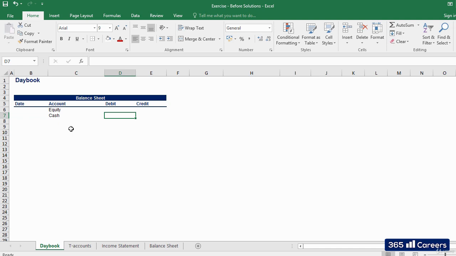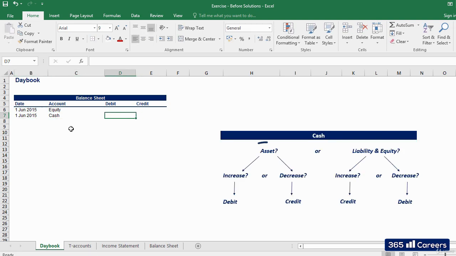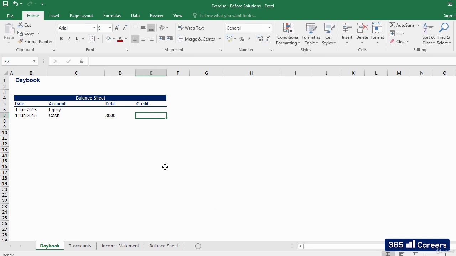First, I will write the 2 entries in the daybook. The date of the transaction is the 1st of June, 2015. The accounts that were influenced are cash and equity. Cash is an asset and stands on the left side of the balance sheet. Hence, when we increase it, we debit the account. Debit means left, right? We'll have a debit of $3,000.